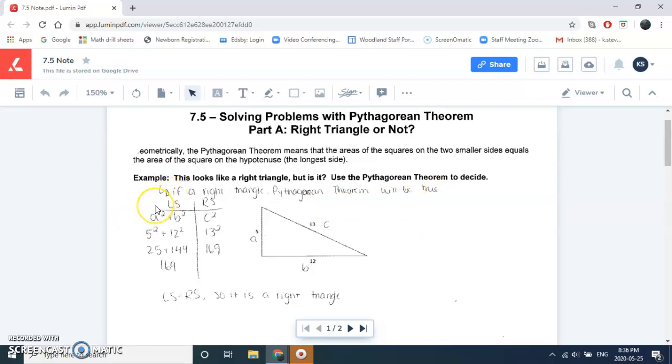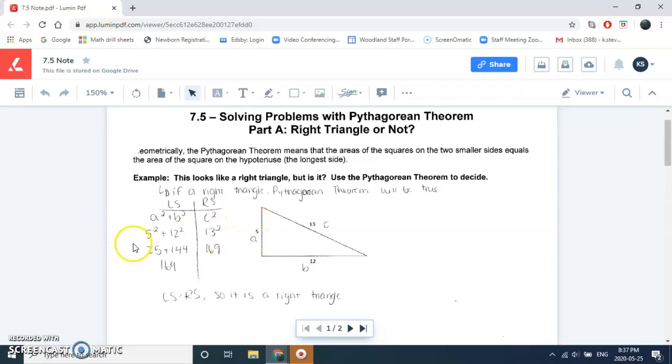So we need to break our question down to left side and right side. We've got a squared plus b squared on the left side, and the right side is c squared. So we have all the information, and all we have to do now is plug it in. A is 5, so we have 5 squared. B is 12, so 12 squared. And c is 13, so we have 13 squared. We always have to use those squares.